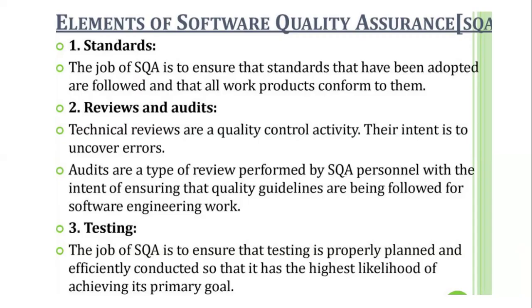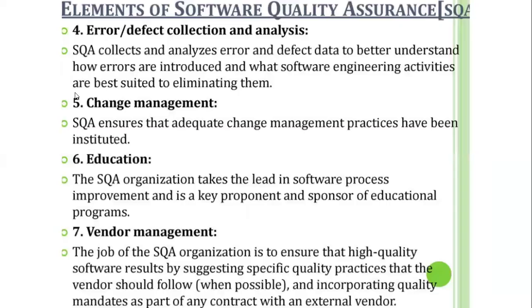Second is review and audit. Technical reviews are a quality control activity. Their intent is to uncover errors. An audit is a type of review performed by software quality assurance personnel with the intent of ensuring that quality guidelines are being followed for software engineering work. Third is testing. The job of software quality assurance is to ensure that testing is properly planned and effectively conducted so that it has the highest likelihood of achieving its primary goal.